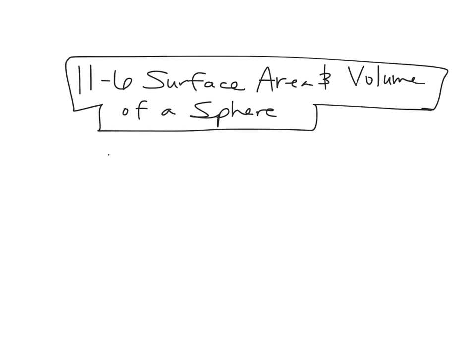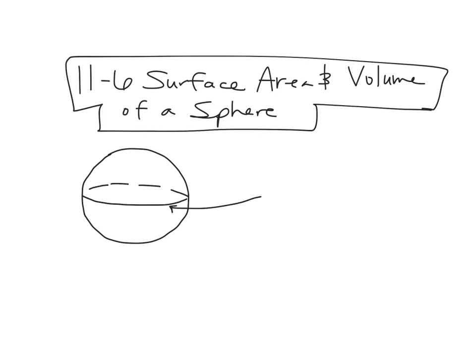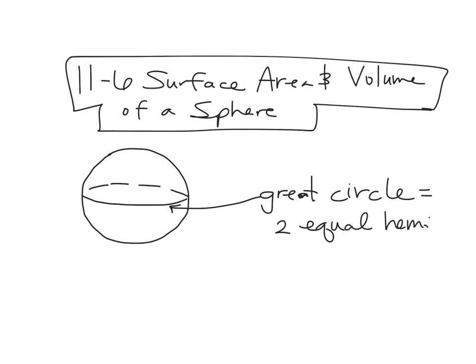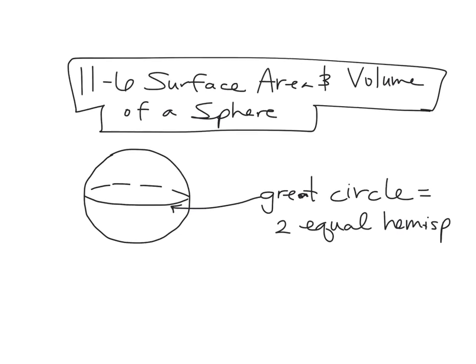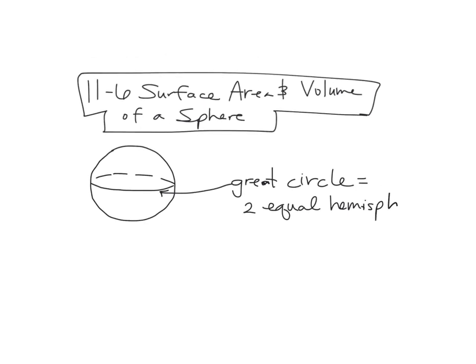So spheres. If we have a sphere that looks like this, this circle is called a great circle. Great, as in wonderful, great. And a great circle is just the circle that would cut it into two equal hemispheres. Okay, so you'll have two equal hemispheres if you have your great circle.